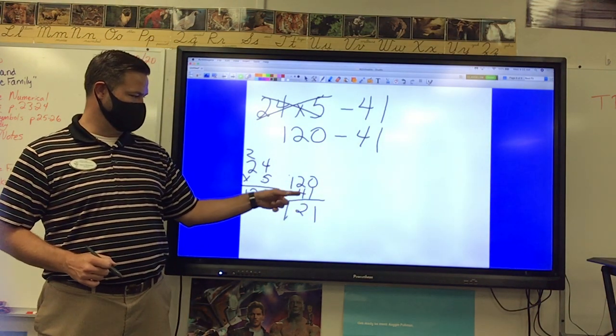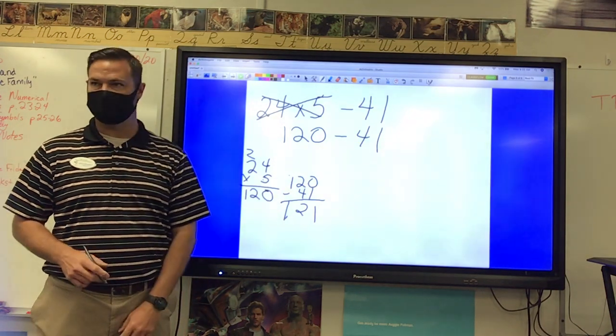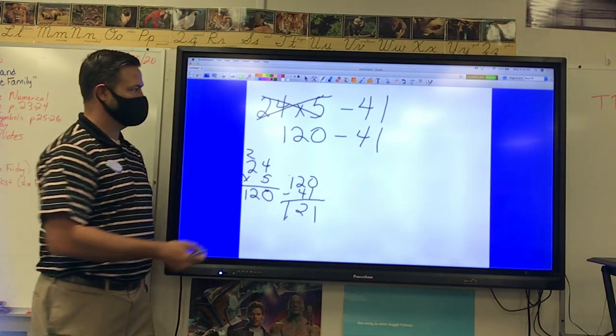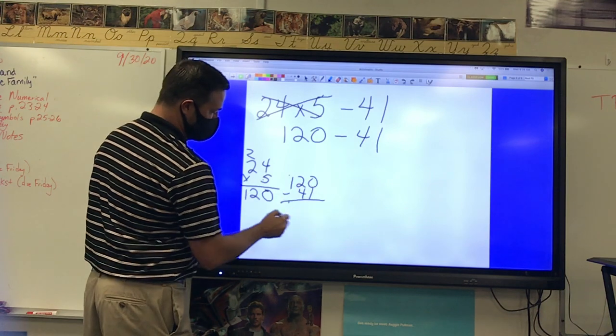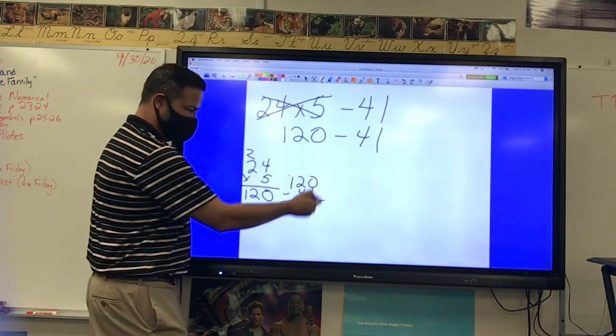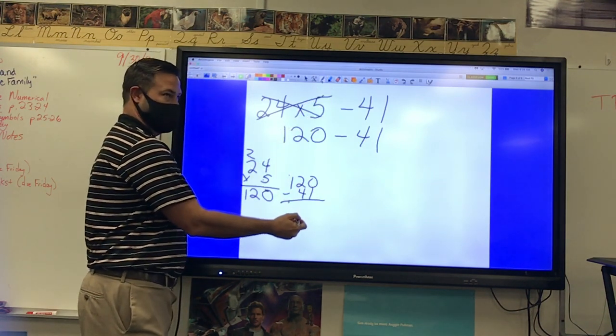1 minus 0 is 1. 4 minus 2 is 2. 1 minus nothing is 1. You can't do that. You can't subtract up. Still have people doing that. 0 minus 1 you can't do. You got to borrow. Where are you borrowing it from?